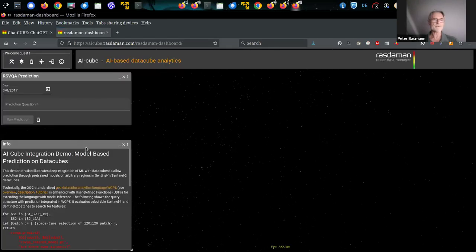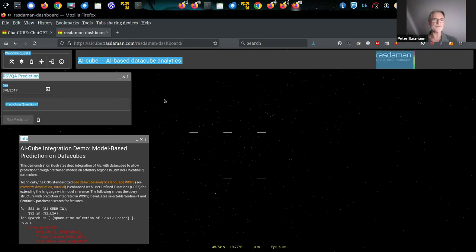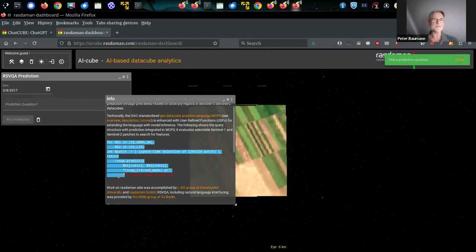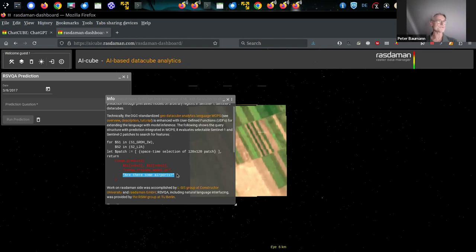One prominent example where you don't want to write a query is machine learning, where we actually add, I don't know whether this is visible here, you see a WCPS query here, and here is a predict function that receives as input the image subsets, in this case it's Sentinel-1, Sentinel-2 data, and you pass a model as parameter, and in this special case you can ask a question in natural language. And this is certainly nothing you can or you want to express in a query language, so that is a case for a UDF.